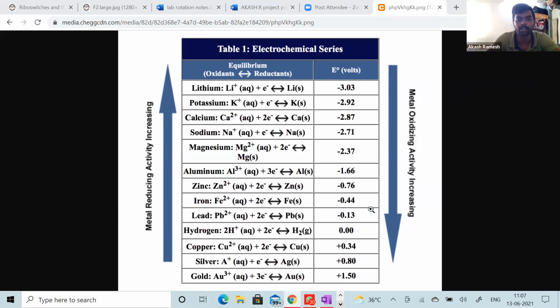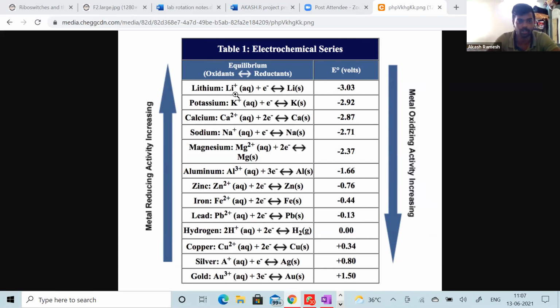So you look at this. This is what is called my electrochemical series. You look at this, say lithium is there, right? So lithium has a reduction potential value of minus 3.03. Now I told you, the natural tendency of lithium is to undergo oxidation, obviously, correct?